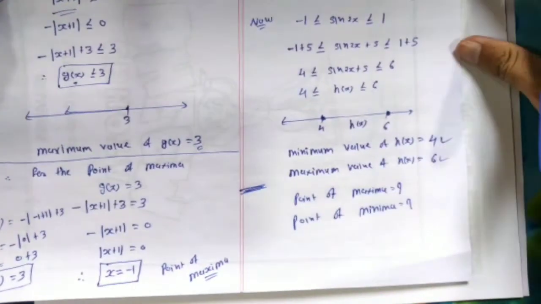Done? Now next is question number 4. In the first two questions we were given a modulus function, in the third question we were given a sine function. Now in the fourth, a combination of sine and modulus is given, so let's look at that too. Suppose question number 4. Here we are given the function f of x equal to mod of sine 4x plus 3. So it's a combination of modulus and sine. For this function you have to find the maximum value and minimum value.